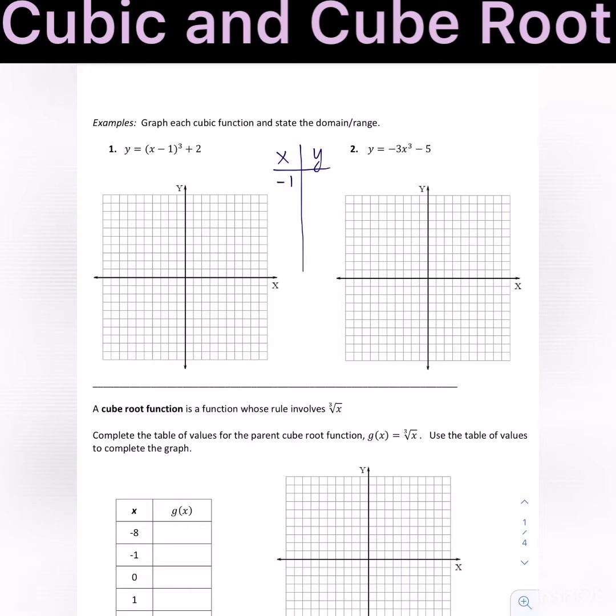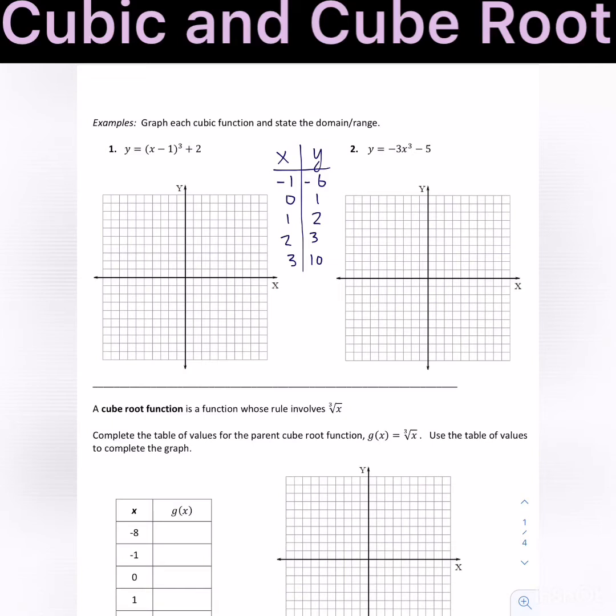I'm going to use -1, -6. Then I'm going to use 0, 1. Then I'm going to use 1, 2. Then I'm going to use 2, 3. And then 3, 10. So what I want to do at these points is I want to come off to the graph now, and I want to graph them.